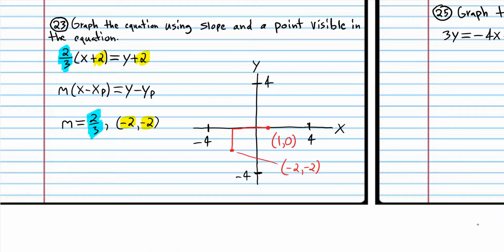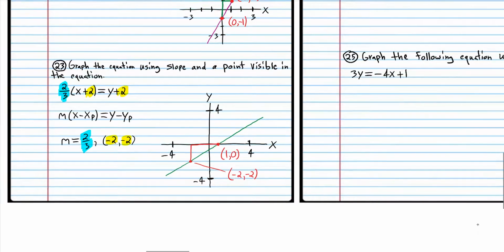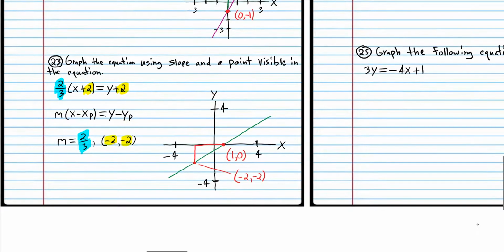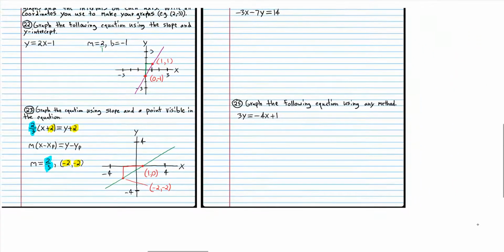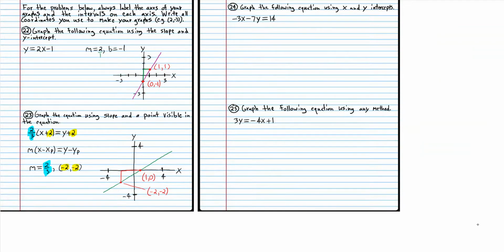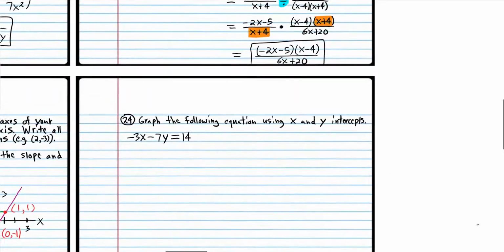So now we're ready to connect the dots. And again, it doesn't have to be perfect, but just try to make it somewhat straight. So we've labeled our axes, we've written our intervals, and we have our points labeled, and our graph is there, so we're done. So that's number 23. We used method number 4 when you have point-slope form for graphing a linear equation. Okay, 2 more problems here.